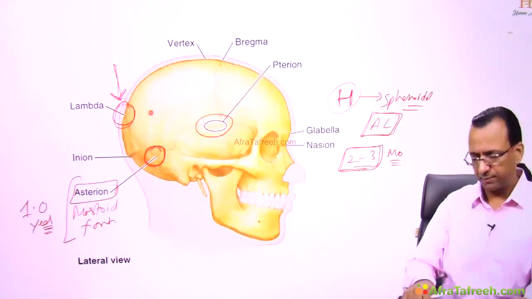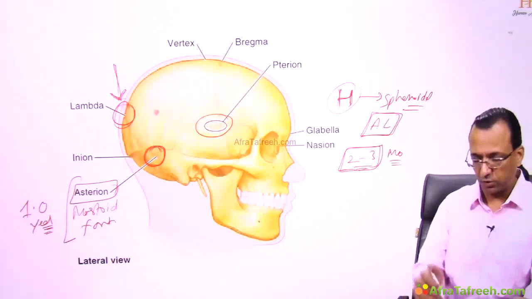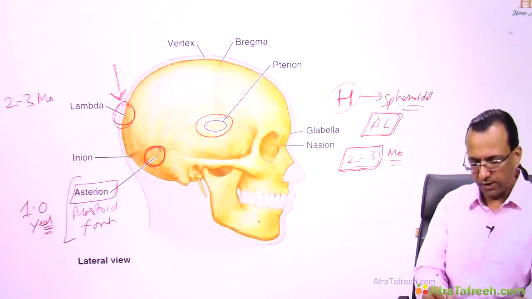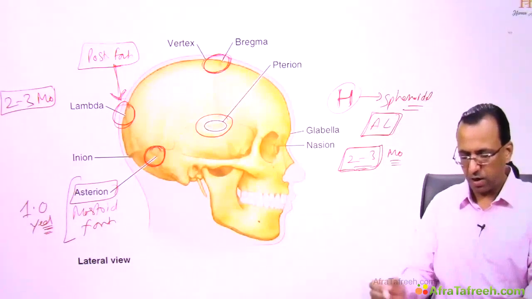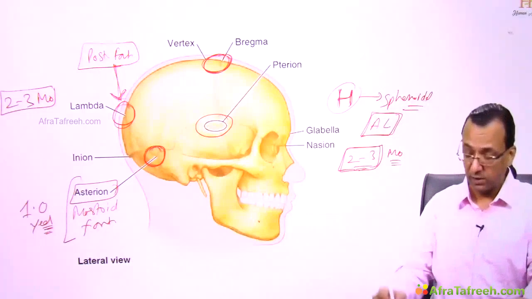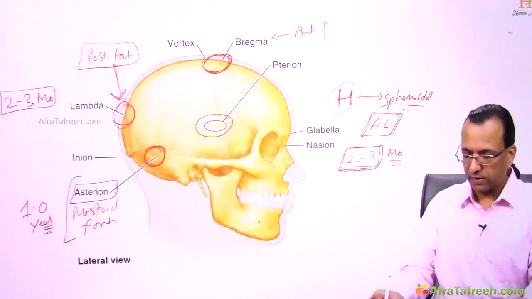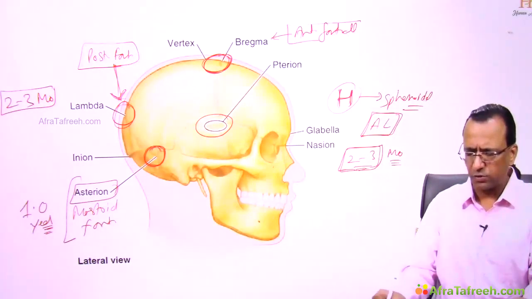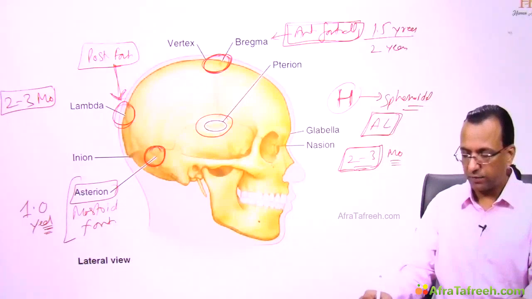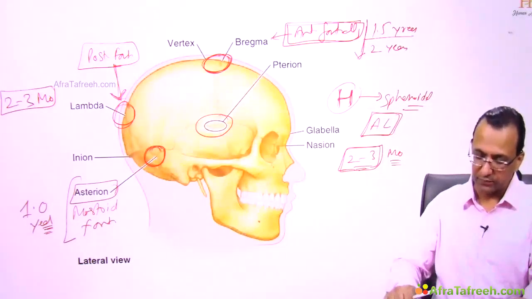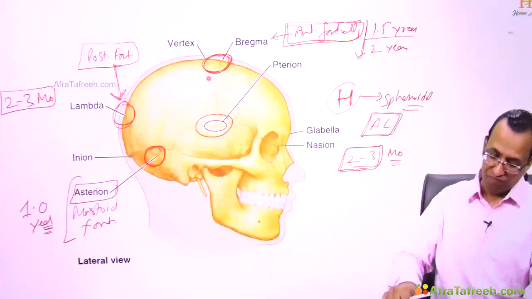What was the same time? That was actually 2 to 3 months. What fontanelle was that? Posterior fontanelle. Now it is replaced by the lambda. And what about the bregma? Bregma is the anterior fontanelle. I think it was the last to close, at 1.5 years or maybe 2 years. That is the anterior fontanelle. Anyway, that is about the fontanelles.